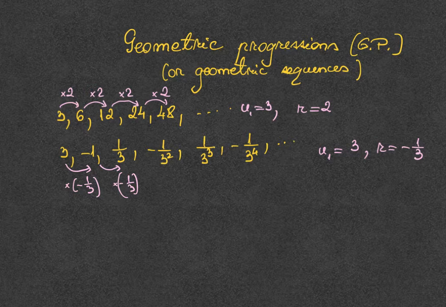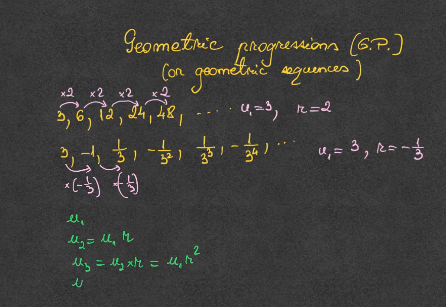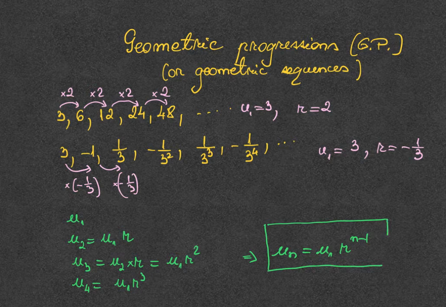Let's look at the pattern. If the first term is called u1, the second term will be u1 times the common ratio. And then the third term will be the second term times the common ratio, or if I write it in terms of u1, it will be u1 r squared. So for u4, I'm going to multiply by another r. And you see how un will be u1 times r to the power of n minus 1. And that's the general term of a geometric sequence with the first term u1 and common ratio r.